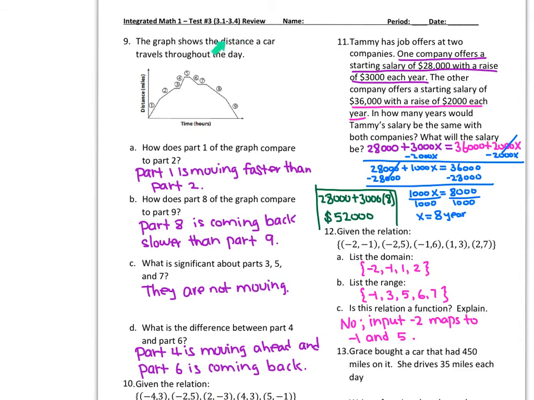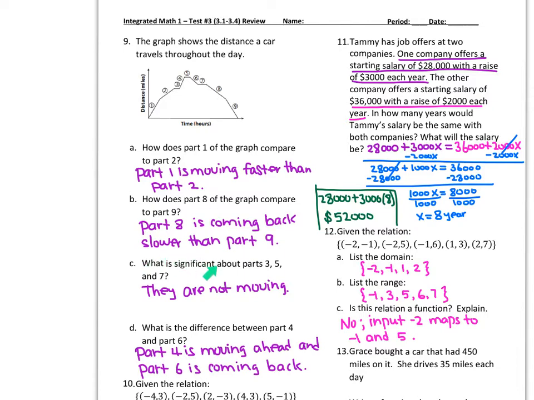On number 9, the graph is showing the distance of a car and how much it travels throughout the day. So how does part 1 of the graph compare to part 2? You can see that in part 1, the car is moving a lot faster because the line is steeper. And in part 2, it's moving a little slower. How does part A, which is here, differ from part B? In part A, the car is coming back, but it's coming back in a slower way because the line is less slanted. In part B, you can see that it's a lot steeper, it's more slanted, so that means the car is coming back still, but much faster.